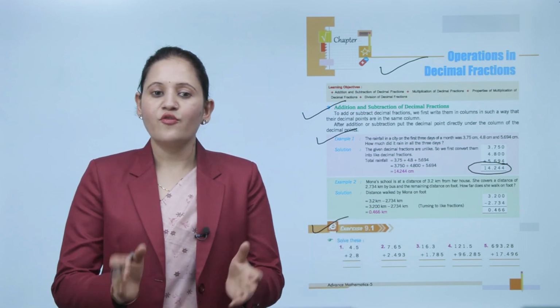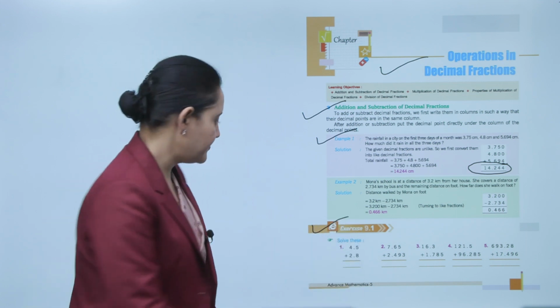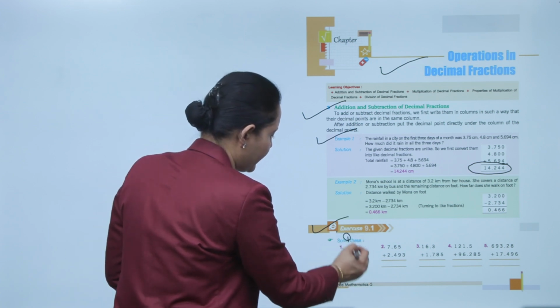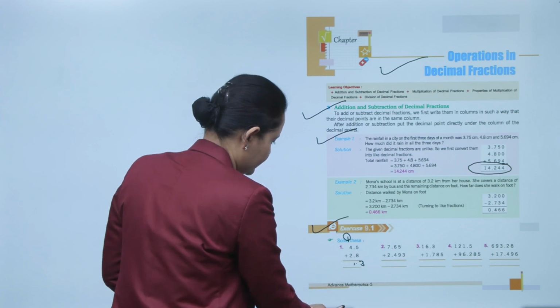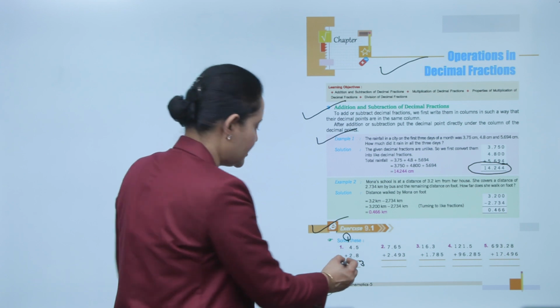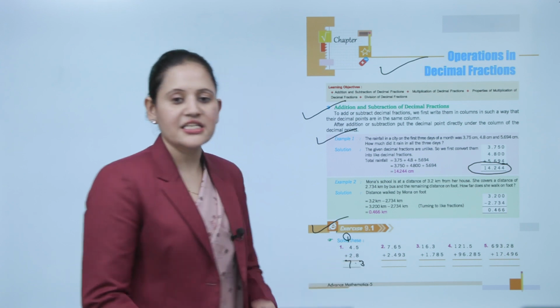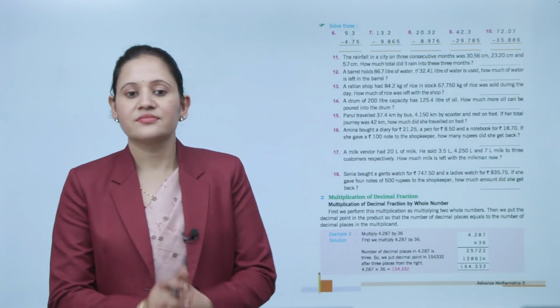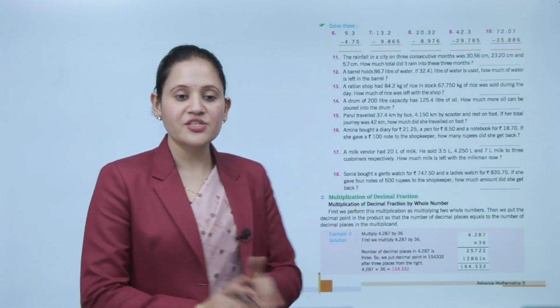Solve these. 4.5 plus 2.8, 8 and 5, 13, 3, 1 carry over, decimal, 4, 2, 6 and 1, 7. So the answer is 7.3. Practice all the questions of this exercise.